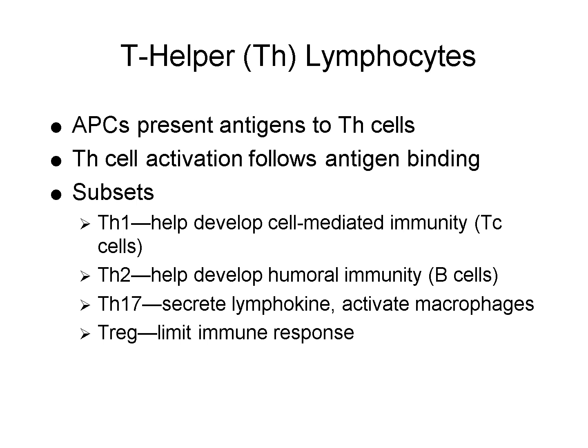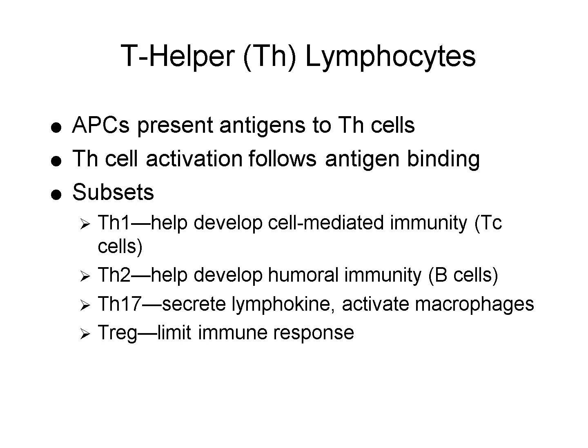T helper cells, or Th cells, play a central role in adaptive immunity. When an antigen-presenting cell presents an antigen, the T helper cell binds to it and becomes activated. Different subsets of helper T cells serve different roles.